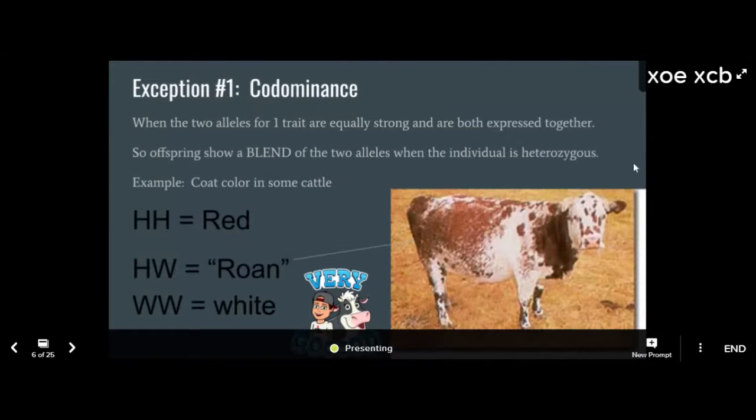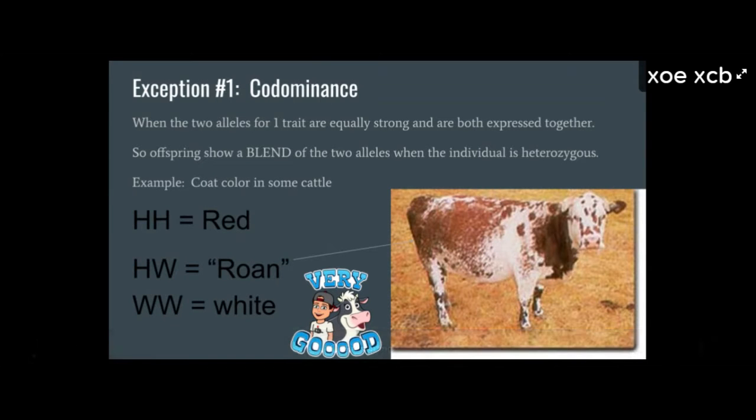All right, exception number 1. A little bit emoji there with the cow. Miss Murdoch doesn't know that yet, though. Exception number 1 is codominance, when two alleles for a trait are equally strong and both are expressed, so the offspring show a blend of these two traits. And this is called a roan cow, a coat color in some cattle.